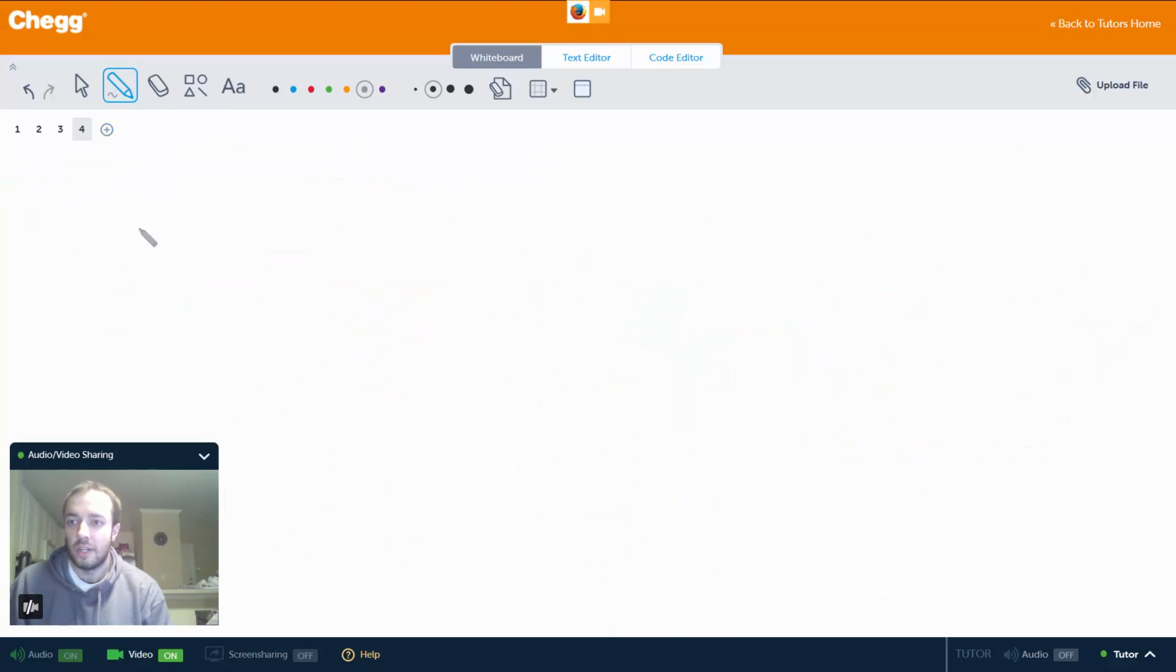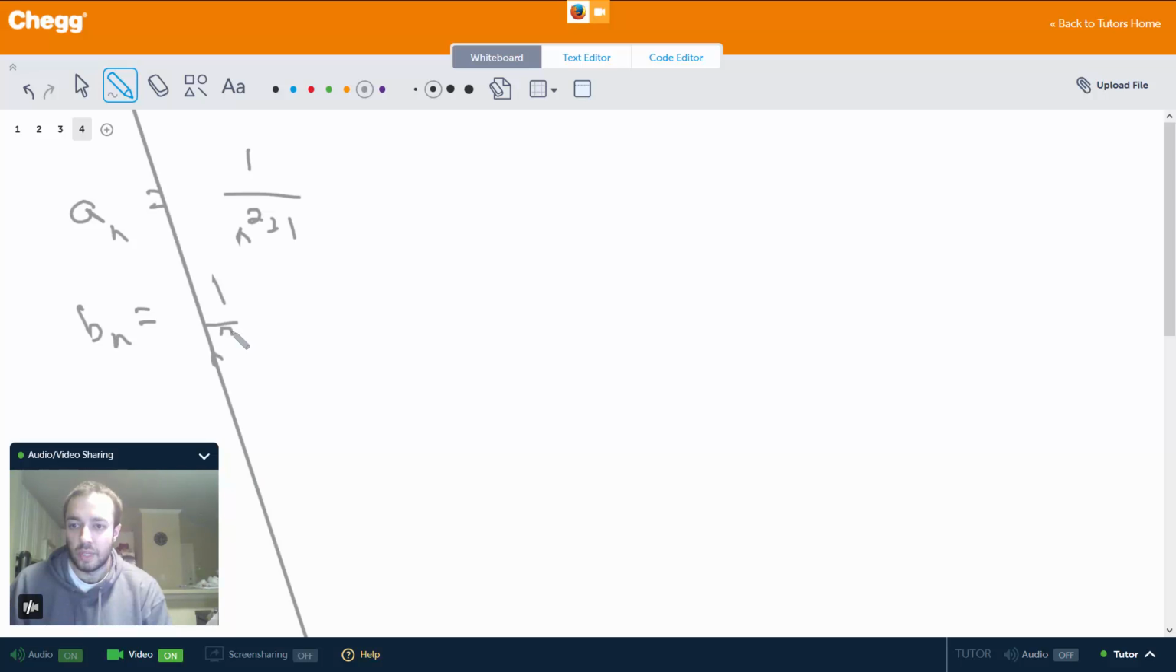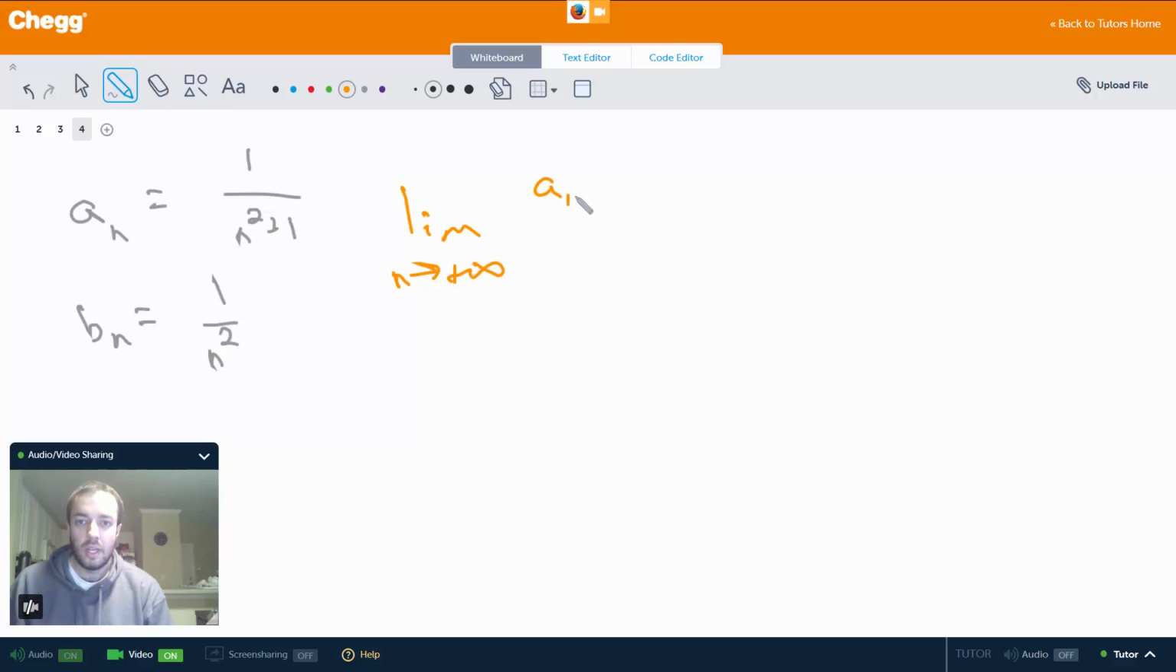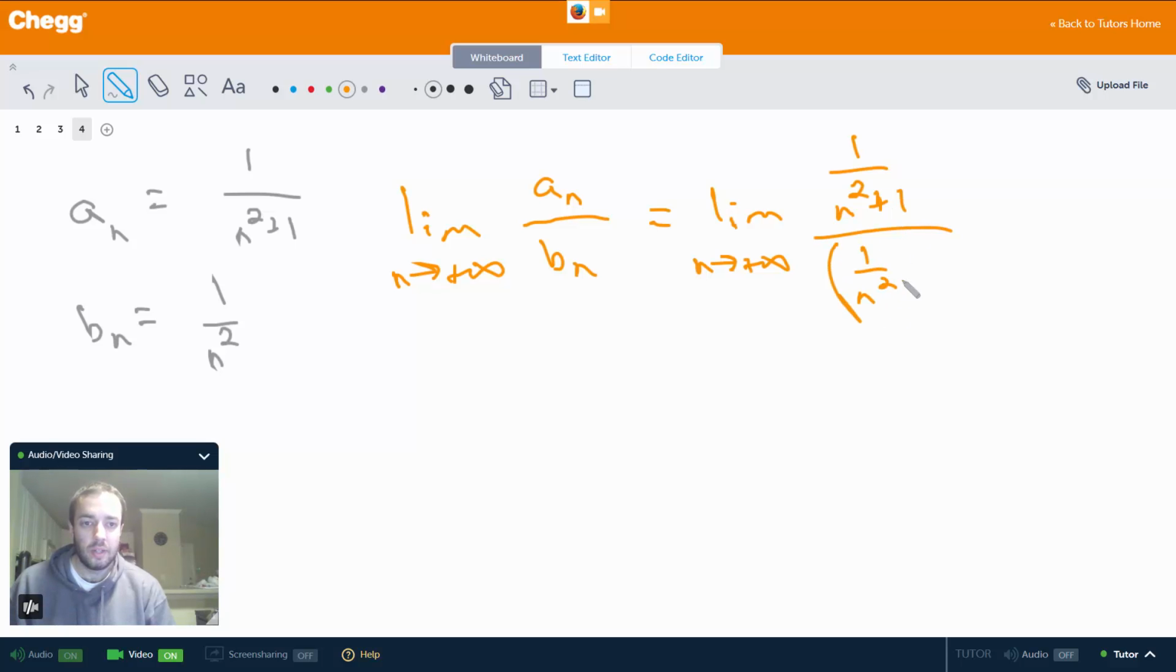So start a new page here. So again, a sub n is 1 over n squared plus 1, and b sub n is 1 over n squared. So what we want to do is evaluate the limit as n goes to positive infinity of a sub n over b sub n, which is the limit as n goes to positive infinity of 1 over n squared plus 1 divided by 1 over n squared. Okay, so this is a sub n up here, and this is b sub n down here.